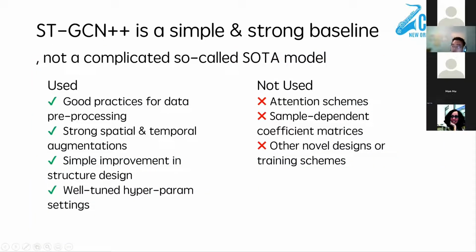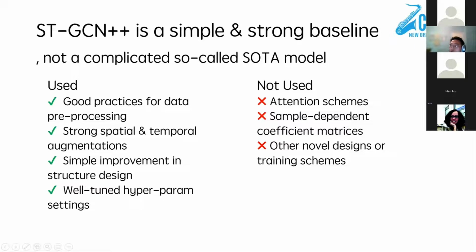We reiterate that ST-GCN++ is just a simple yet strong baseline for skeleton action recognition. It is not a complicated so-called sophisticated model. The key to the success of ST-GCN++ is quite simple and doesn't rely on any complicated attention schemes, data-dependent coefficient matrix, or other complex modules or training schemes.